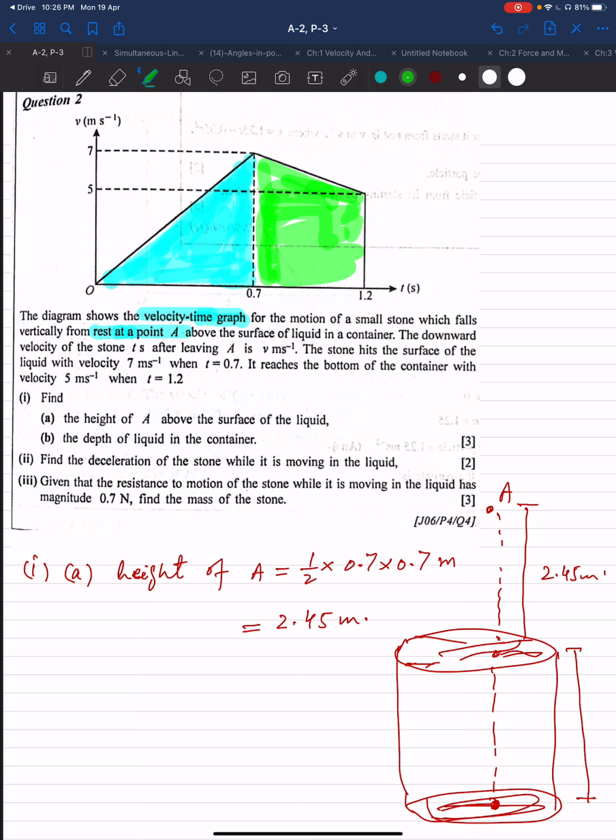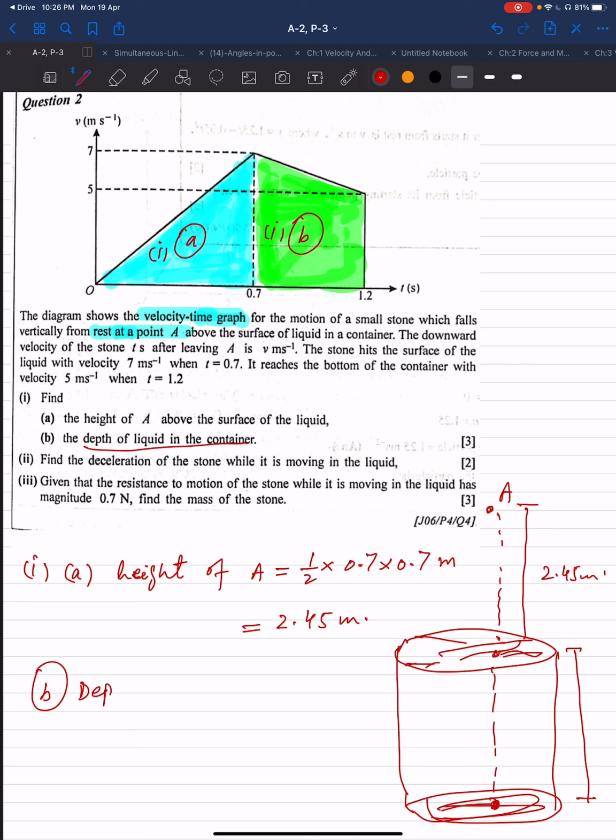let me write down which one is for part A and which one is for part B. This is part A and this is part B. So 1A, sorry, and this is for 1 part B. So if you find the area, that would be 1 over 2. This is what we were supposed to find out, the depth of the liquid in the container.